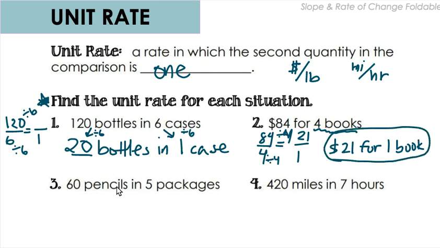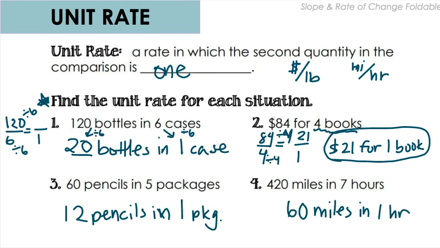I want you to try number 3 and 4 on your own and come back and see if you got them right. So for number 3, you should have 12 pencils in 1 package. And number 4, 60 miles in 1 hour.